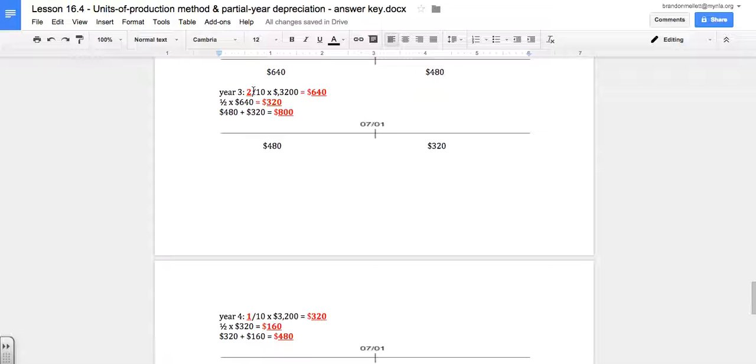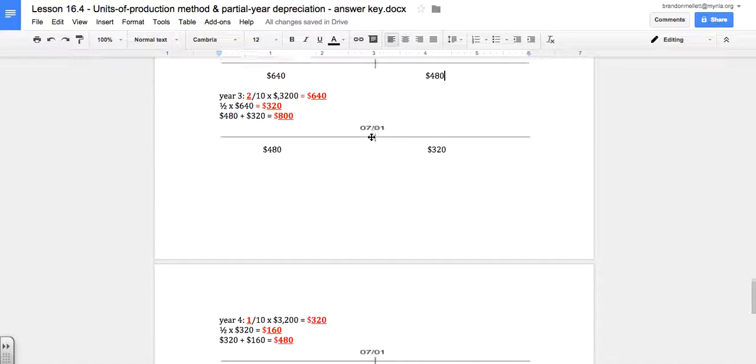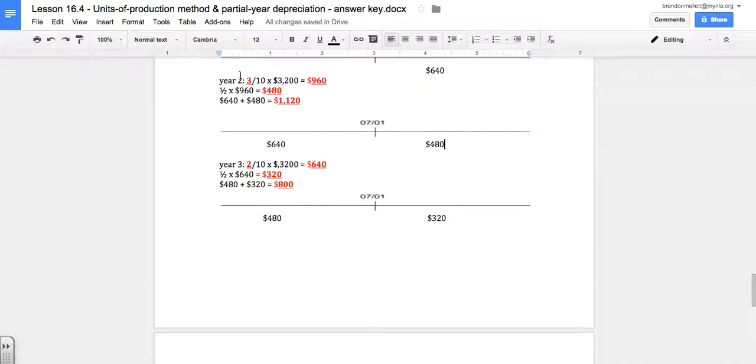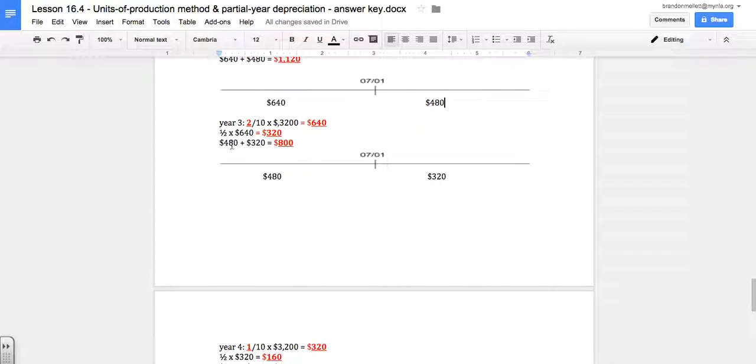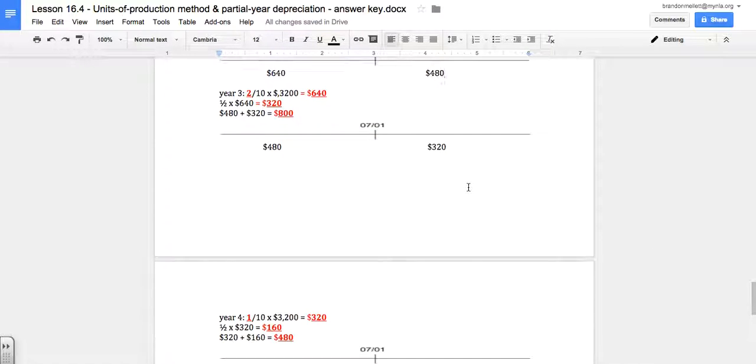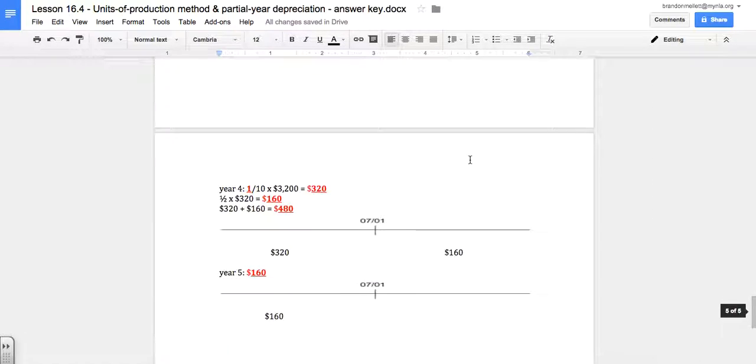Year 3, 2/10 for year 3 times depreciation, we get 640. We already have 480 for the first part of the year, which came from year 2, 960 divided by 2. We do the same thing again, 640 times 1/2, we get 320 remaining. And now we add those together, $800 to depreciate for that year.